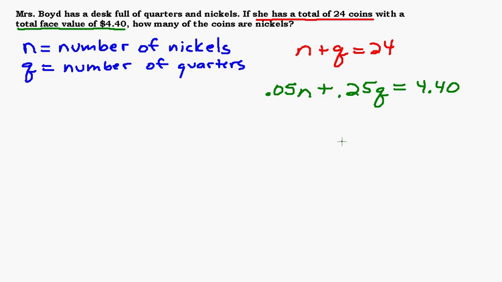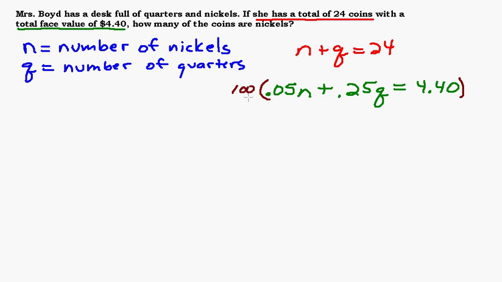Now, you could get rid of all the decimals here, which is a good idea. I mean, you might have wanted to do 5N, 5 cents for each nickel, and 25Q, 25 cents for each quarter. Then you'd have to write this as total cents, like 5 cents, 25 cents, 440 cents. And actually, that's not a bad idea, and I'm going to show you how to make that happen algebraically, because these decimals can be a little bit harder to work with.